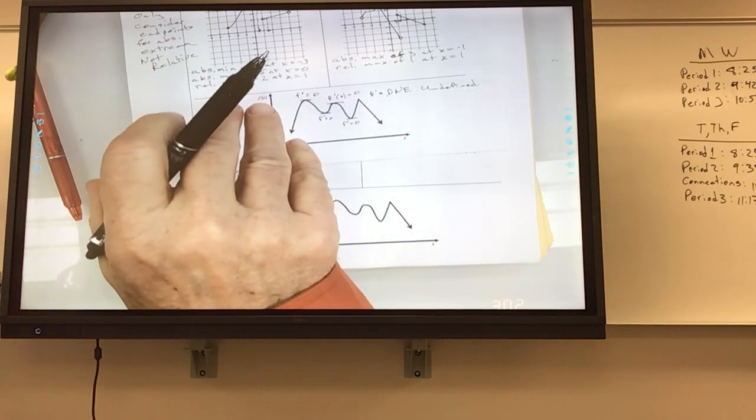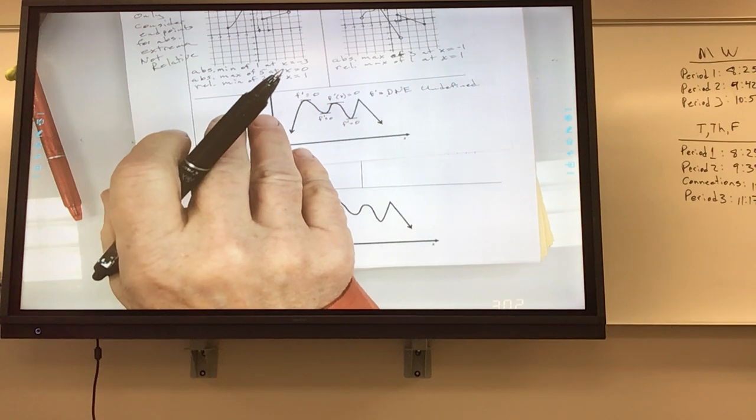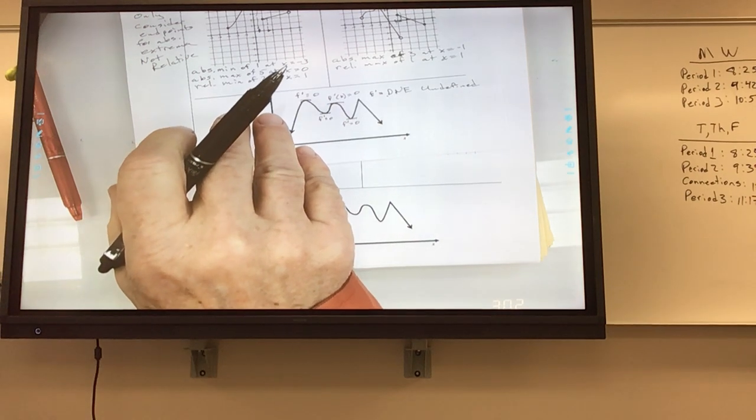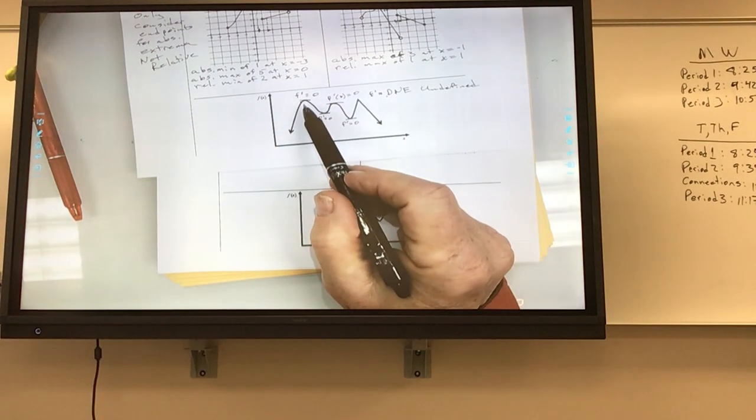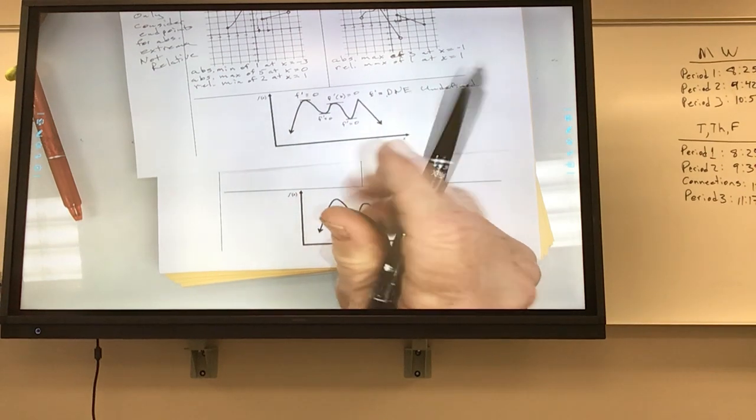I understand that the derivative is 0 or does not exist, but to find what? To find where these points are, where this graph turns around. Okay, yep. Flip to the next page.